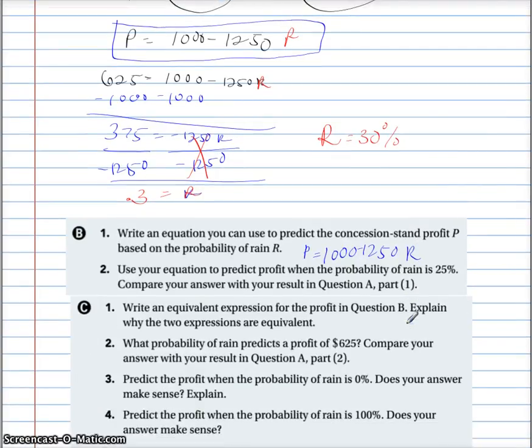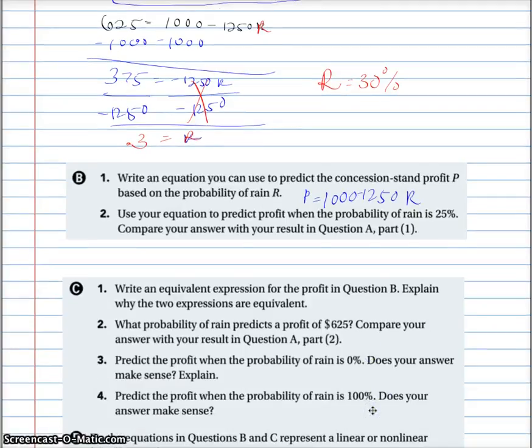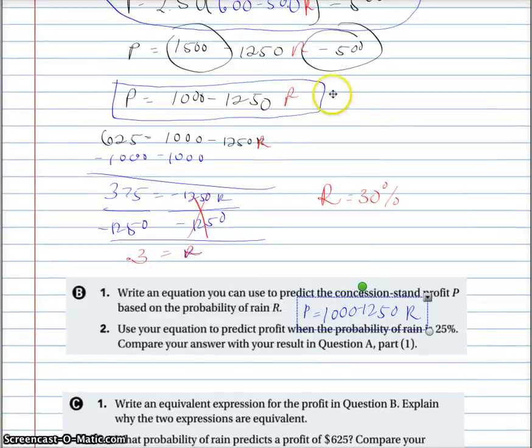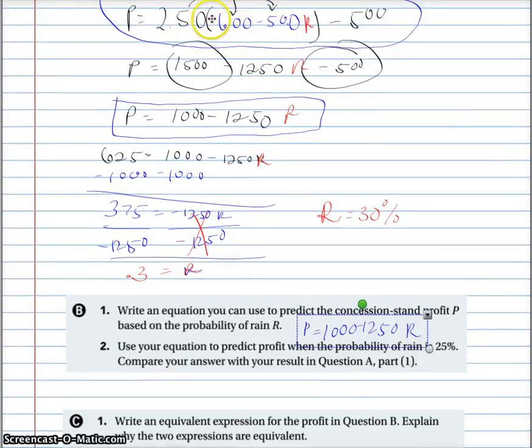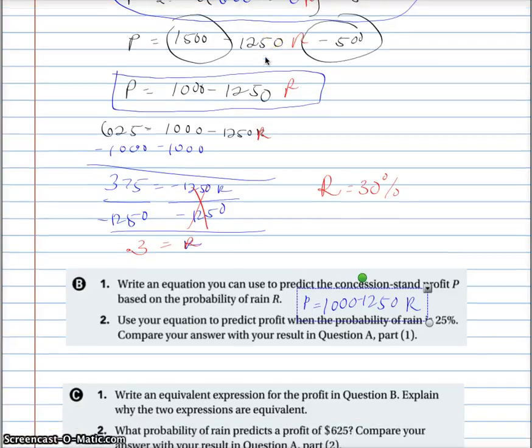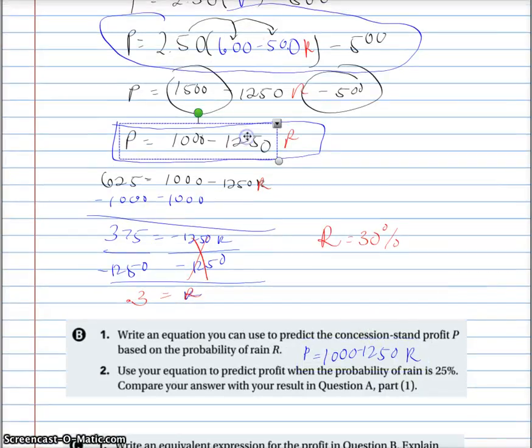Use your equation to predict the profit when probability of rain is 25. Oh, we already did that, so we can skip that. Write an equivalent expression for profit in question B. So they want us to write another equation for this, and I don't know why. I would just use this equation here or this equation here. This one's pretty good because it shows you where everything comes from, but that's so much data that it might be too much. You can simplify this to get down here.